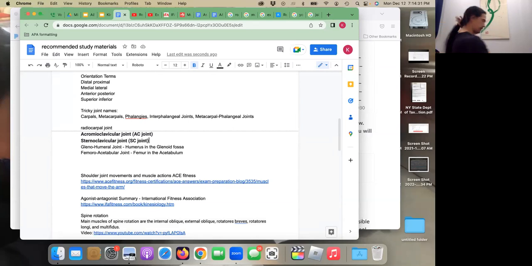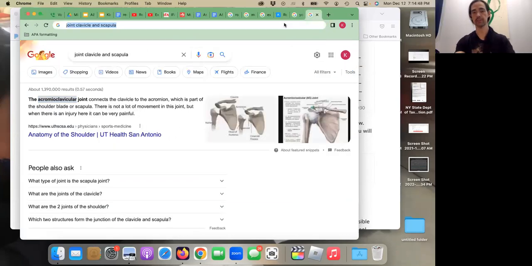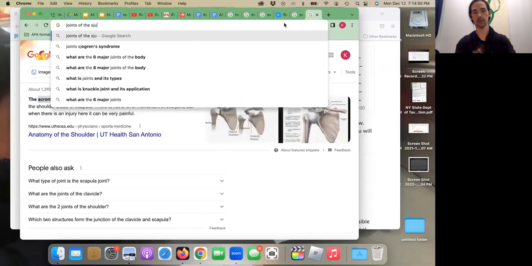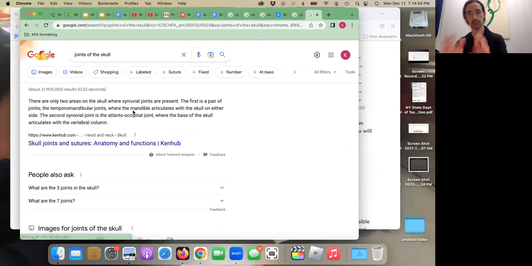Here's one you may or may not have heard of. This is the scapulothoracic joint. Thoracic joints, cervical joints. Let's look at the joints of the skull, and then take a break, and then we'll do some quizzing.